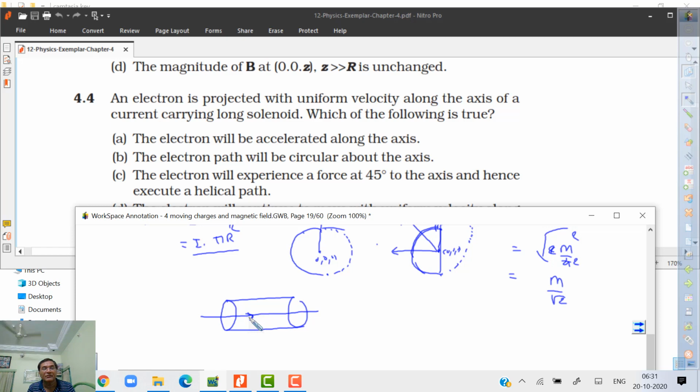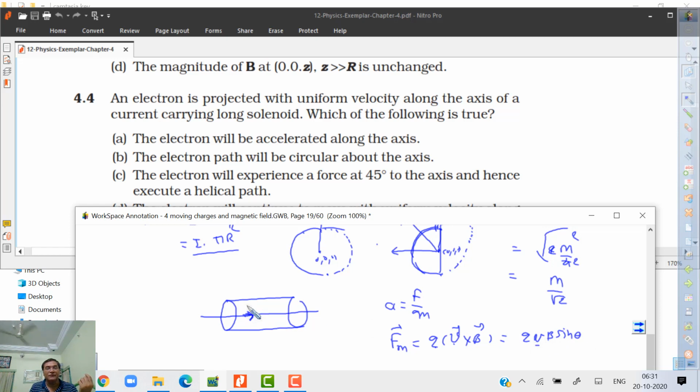The electron goes like this. The electron will accelerate along the axis. So when is acceleration produced? If a force acts, then F upon m is equal to acceleration. So is a force acting here? A magnetic force would act. What is the formula of the magnetic force? Q V cross B. Q is the charge of the electron, V is the velocity, B is the magnetic field. So you can write Q V B sin theta, magnitude wise.